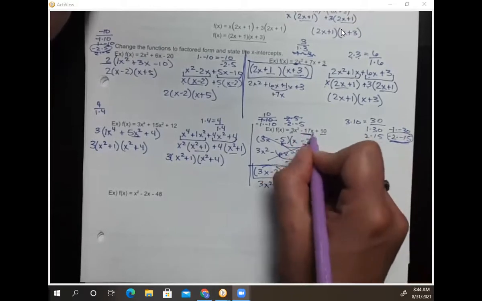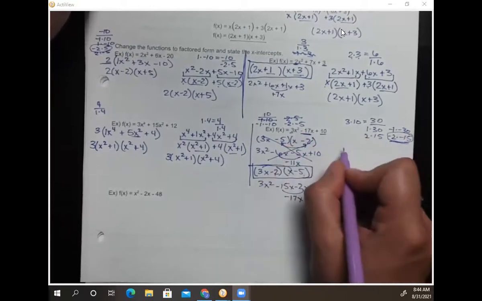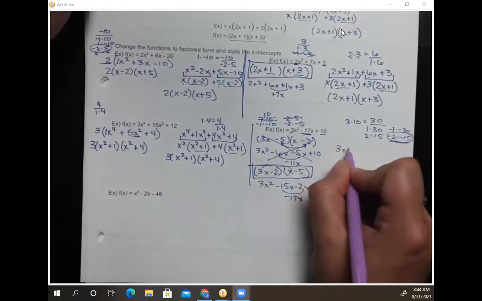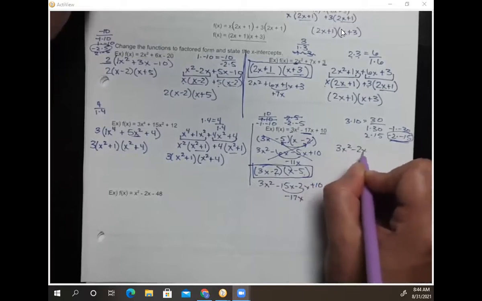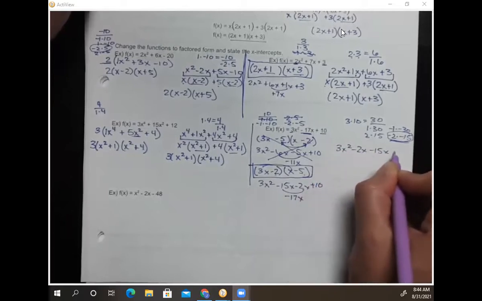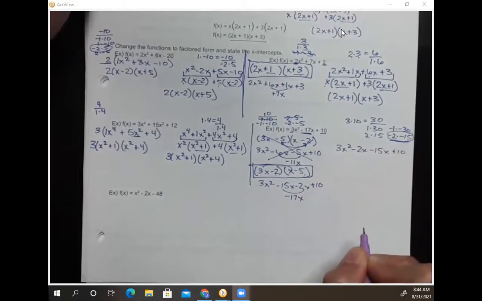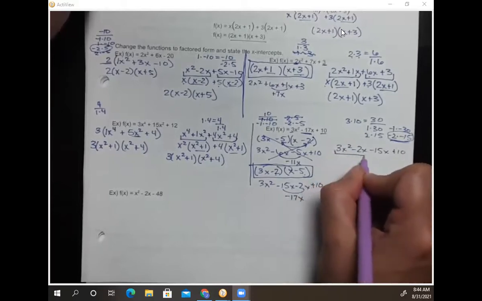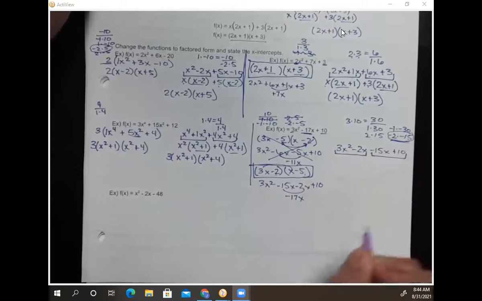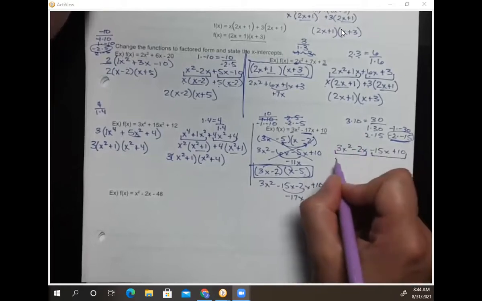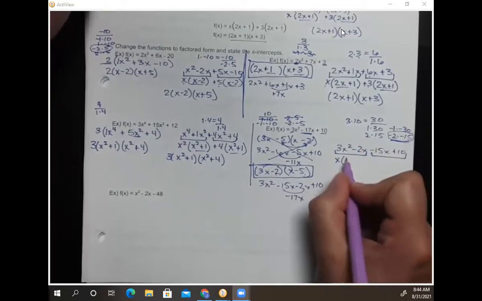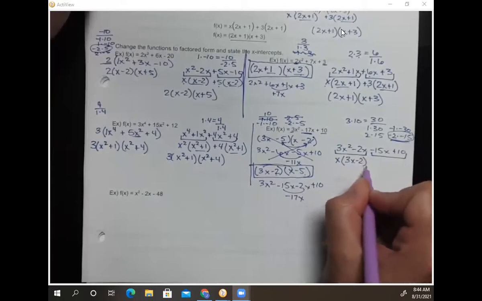So I'm going to replace that middle term by splitting it up using the factors I've chosen. So this would be 3x squared minus 2x minus 15x plus 10. Now that I have 4 terms, I'm going to use grouping here. In my first group, I have a GCF of x. That leaves me with 3x minus 2.